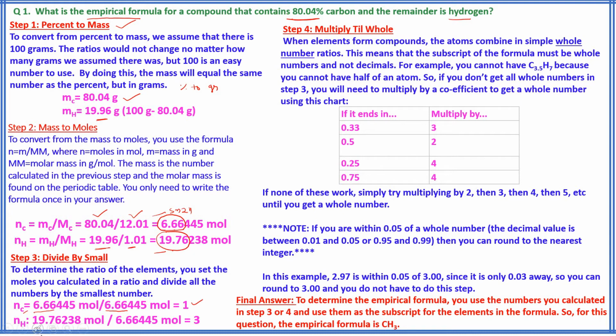Again, number of moles of hydrogen, how much? Actually 19 here. Now divide with the smaller one, 6.6. How much are you getting? Roughly we get 2.99. I have taken it roughly as 3.